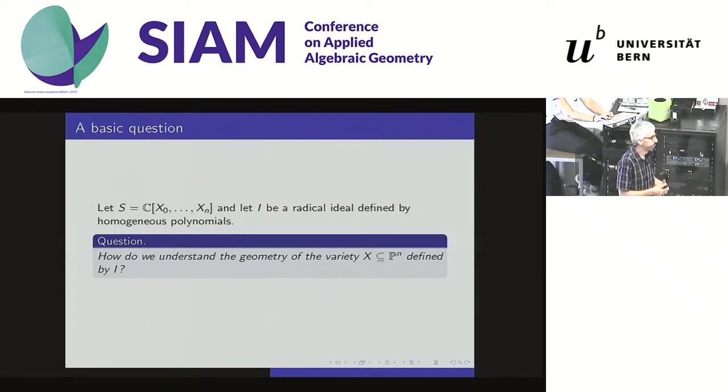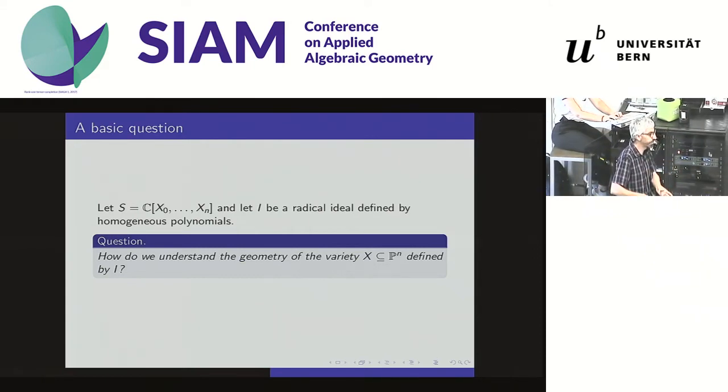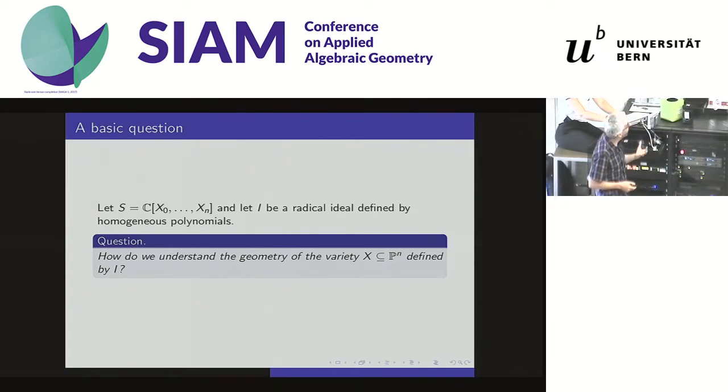So maybe one possible interpretation is this sort of black box understanding, that we have some list of varieties that we understand, whatever that means, but it's some list that we have. And our aim is to decide whether the solution set of our system of equations belongs to that list or not.